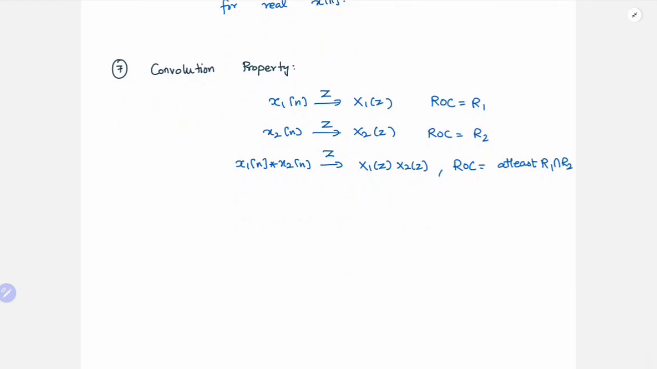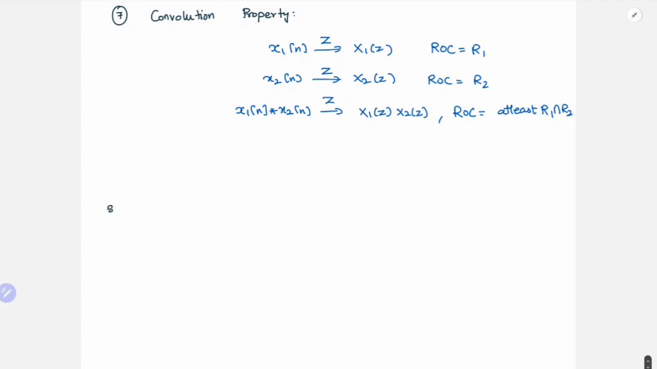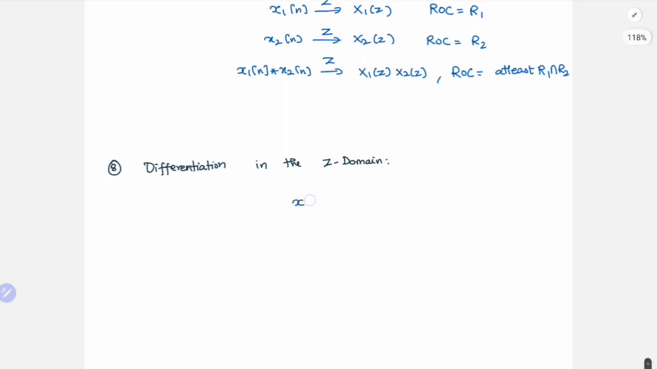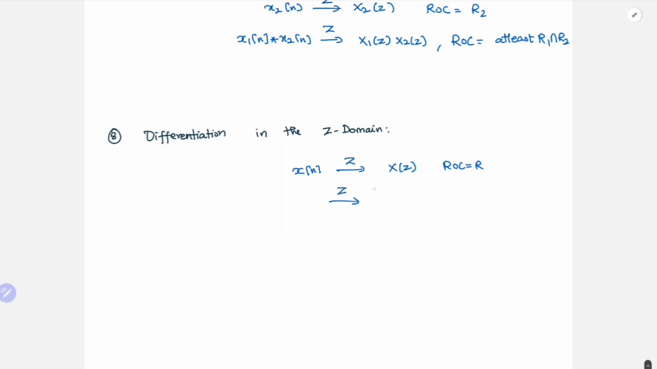Okay. So your next property will be differentiation in the Z domain. What it means is, if x of n has a Z transform X of Z with the ROC equal to R, then what will have a Z transform with dX of Z by dz? It is again straightforward. I can derive it from this Z transform equation, the summation of x of n Z power minus n.